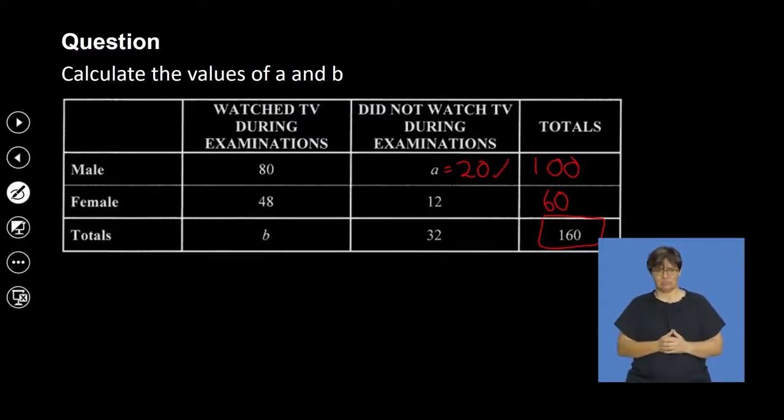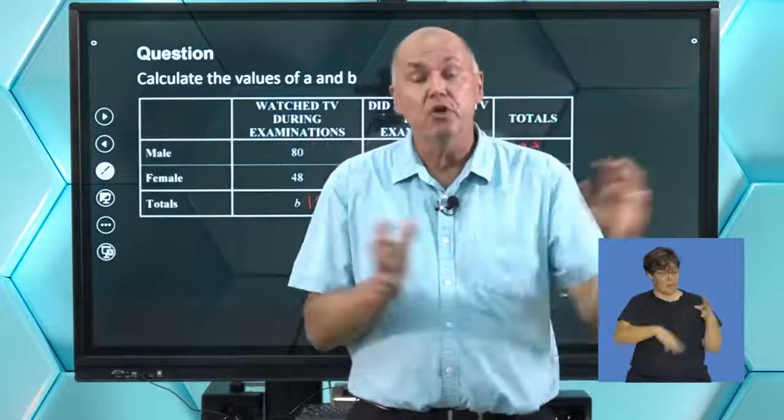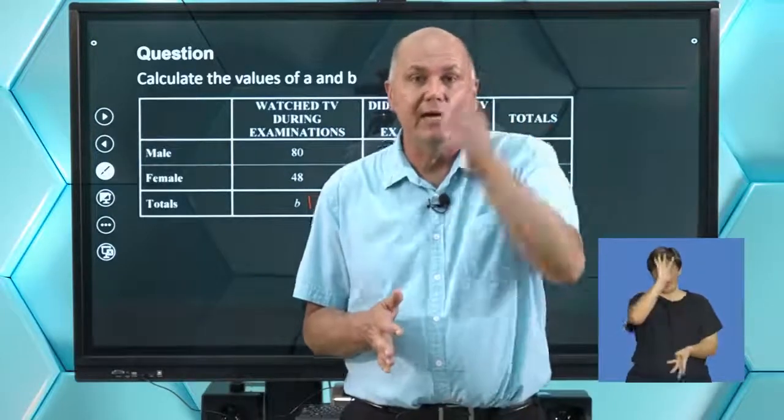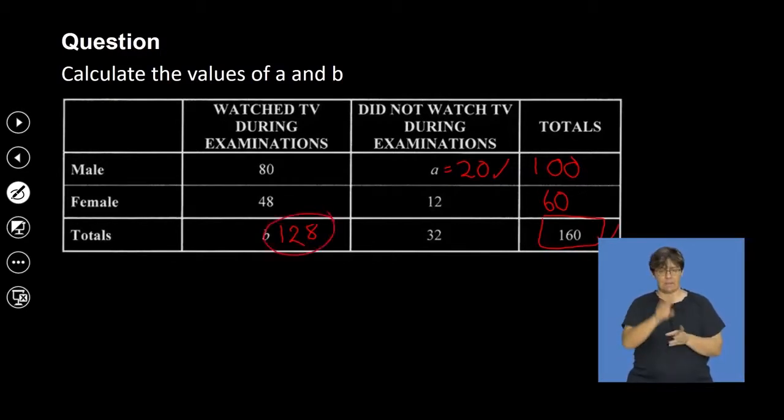But what about B? If we add up going down, we can recognize it's 80 plus 40. 80 plus 40 is 120. So this, I think, should be 128. Let's make absolutely sure, because when you're doing one of these tables, you need to make sure that things add up going down and across. So does it? 128 plus 32, or plus 30, plus 2 will give you 130, plus 30, yes, it gives you 160. So it does add up. This number of 128 for B is correct, and the number of 20 for A is correct.